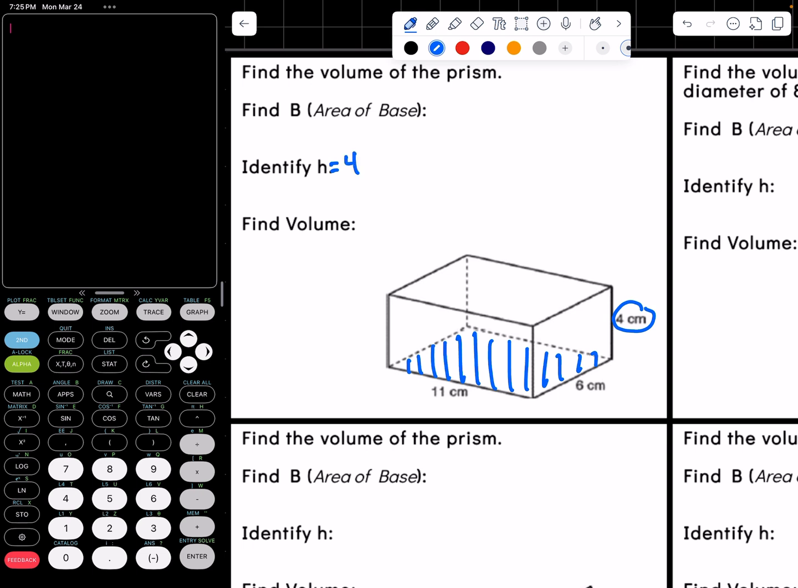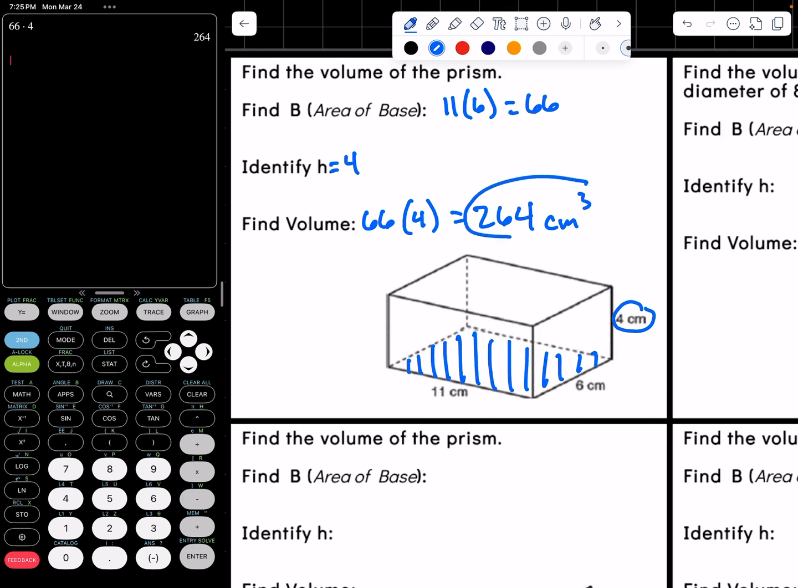The area of my base is going to be 11 times 6, which is going to equal 66. And the volume is going to be base times height, so 66 times 4. It's going to equal 264 centimeters cubed.